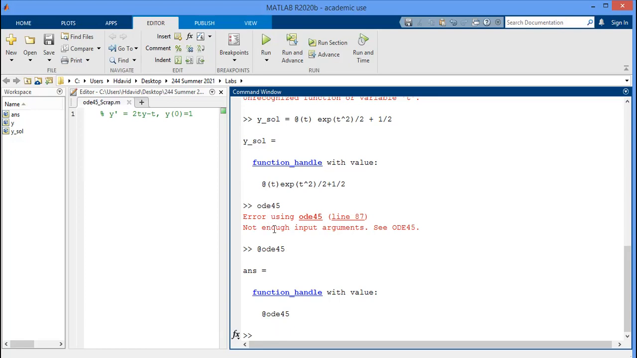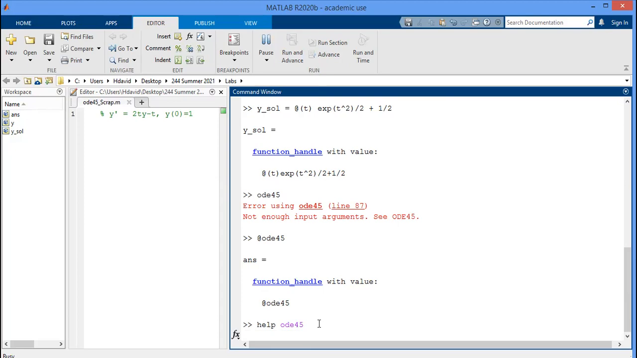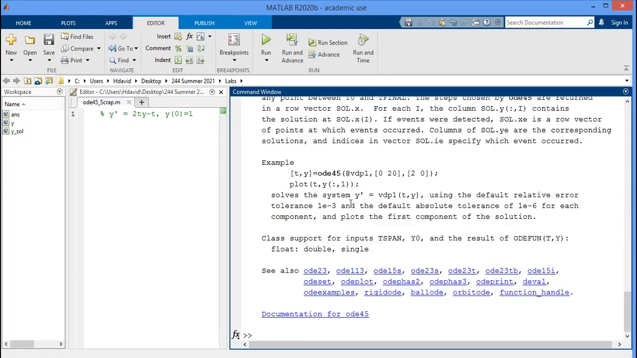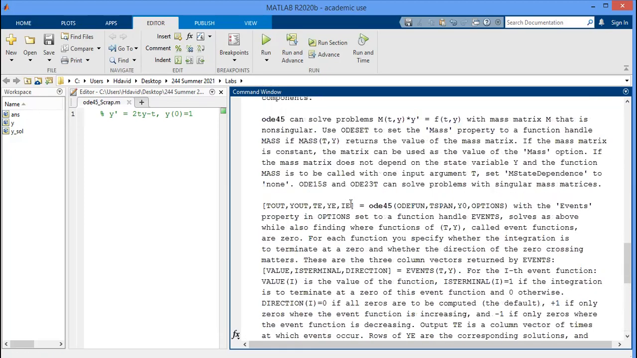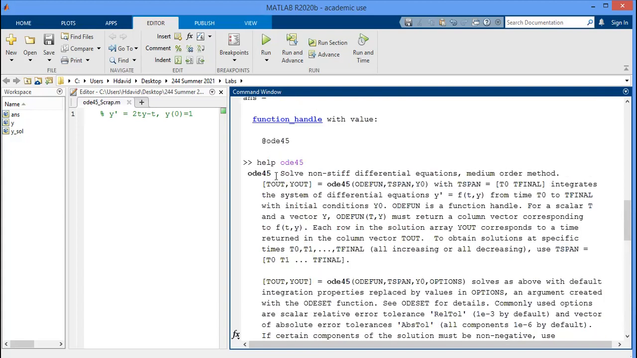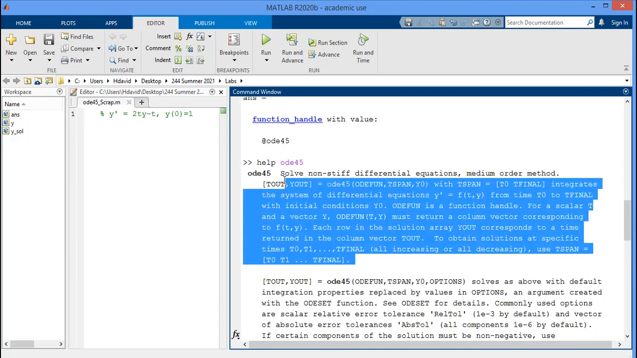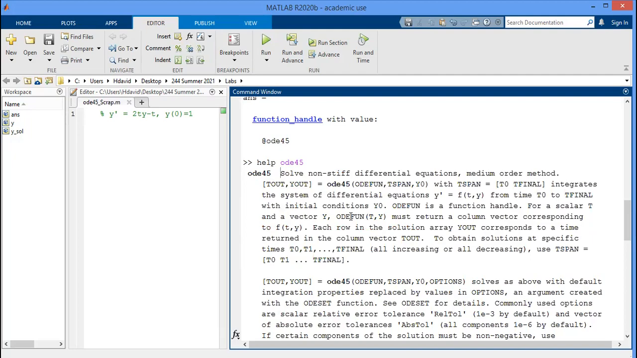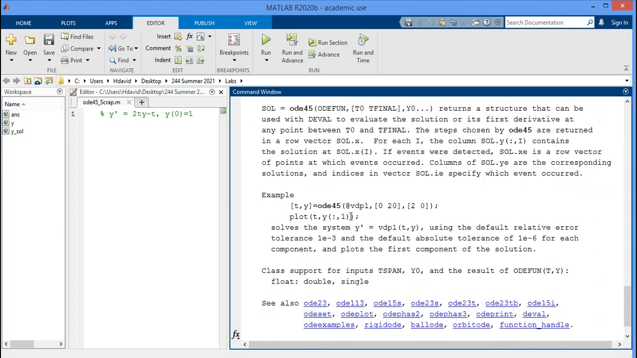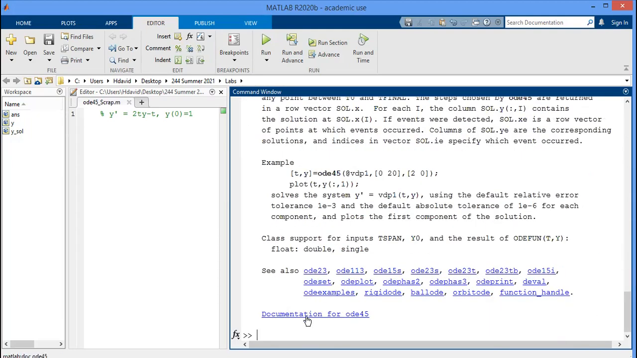And speaking of ODE45, let's use that. We don't know how to use it, so let's just ask MATLAB to help us. What does ODE45 do? This is just some information. This right here is a little too general to appreciate. It's best to see by an example, but this is a general place to start. I go to documentation, and this has an example, but let's just use our example up there.